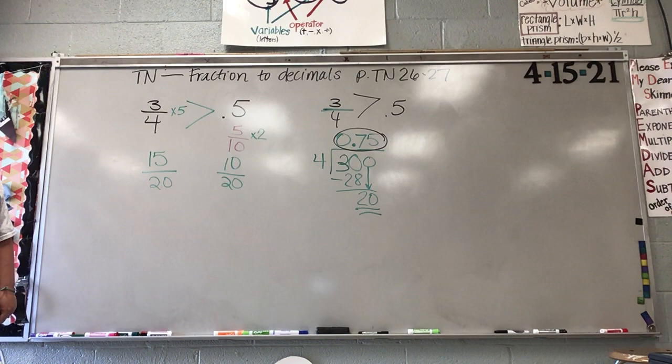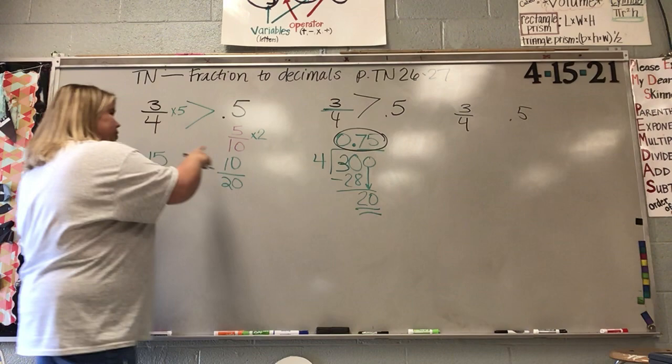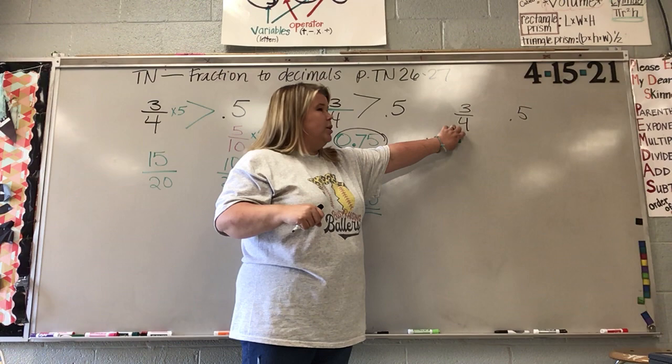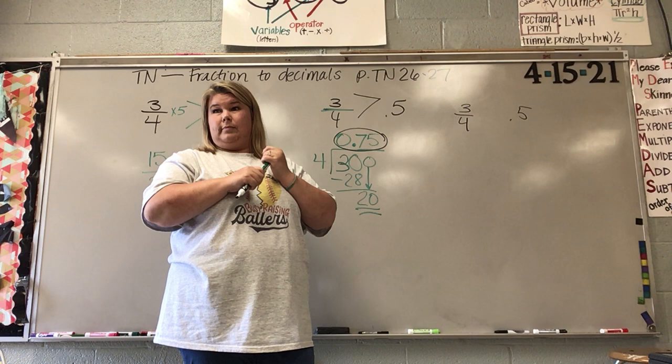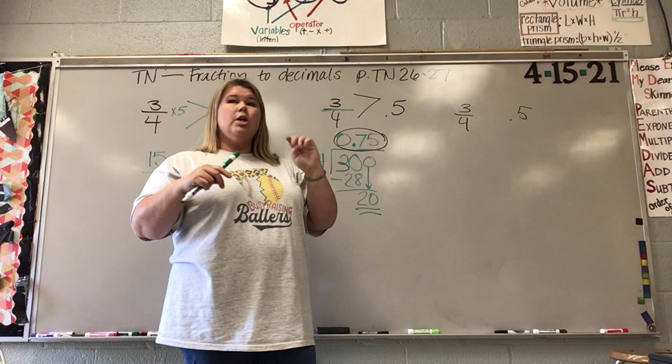Now, another thing, guys. I could change them all to common denominators to compare fractions. I could divide. What else could I do without having to divide? It works for some, but not all of them. Talk to me. What places are there behind a decimal? Tenths, hundredths, thousandths, ten-thousandths. So all powers of 10.